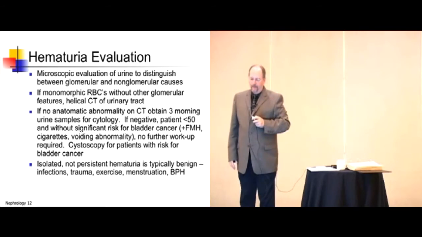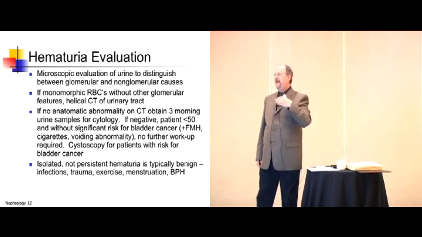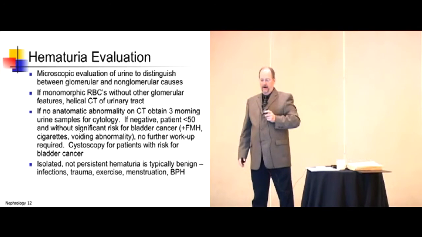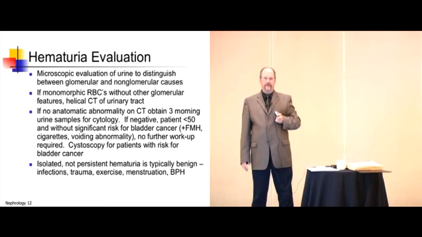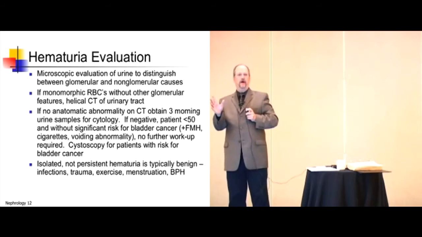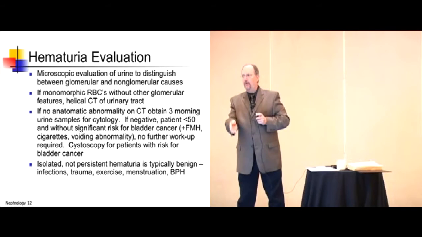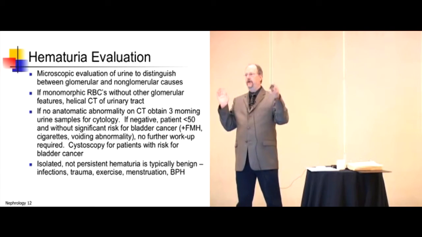If you have monomorphic red blood cells, that's usually not from the glomerulus, and it doesn't have any other company: normal creatinine, no protein, no other features. Then a lot of people will say, get a CAT scan. What are you looking at a CAT scan for? Cancer. Bad miss, isn't it? So if you have monomorphic red blood cells, get a CAT scan. If the CAT scan is negative, and you're at very low risk, and I gave you some ideas, consider yourself done.